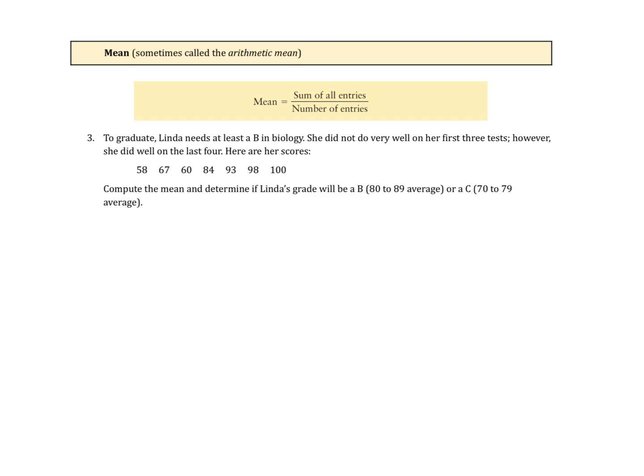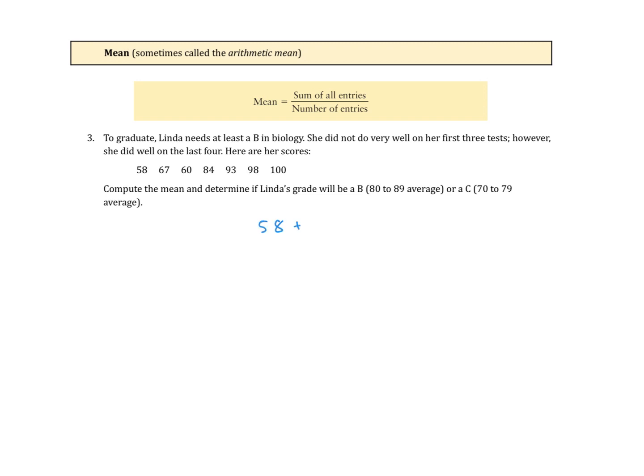So looking at example 3, to graduate, Linda needs at least a B in biology. She did not do very well in her first 3 tests. However, she did well on the last 4. Here are her scores: 58, 67, 60, 84, 93, 98, and 100. Compute the mean and determine if Linda's grade will be a B, 80 to 89 average, or a C, 70 to 79 average. So to find the mean, we're going to add up those numbers.